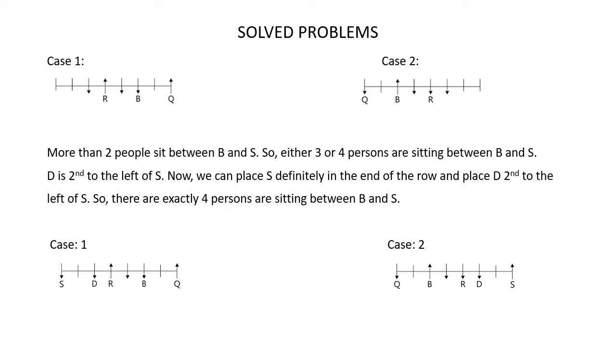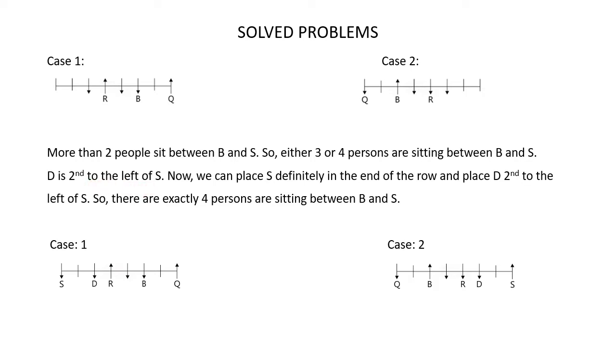Now let's move on to case 2. Here also between B and S, either 3 persons or 4 persons should be sitting. So S can sit either here or here. If this is S's position, then between B and S there will be 3 persons. If this is S's position, then between B and S there will be 4 persons sitting.